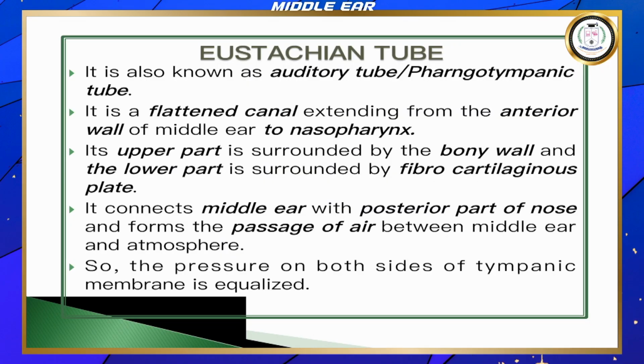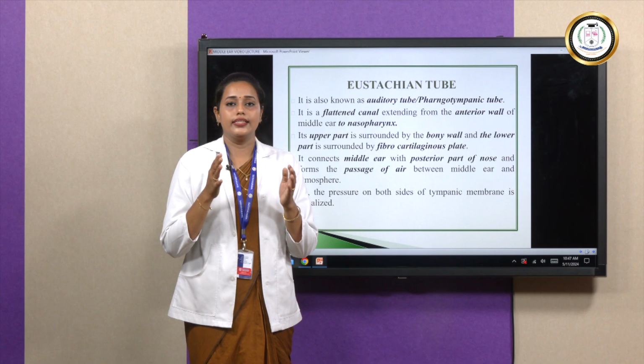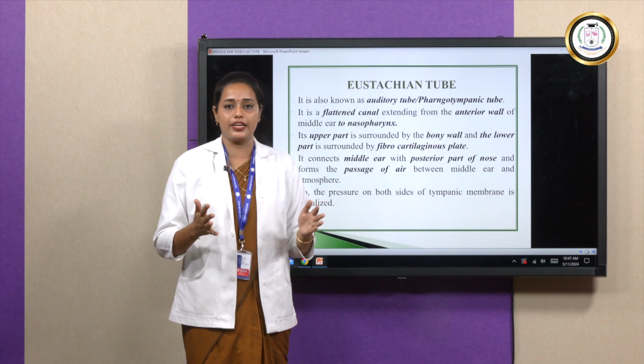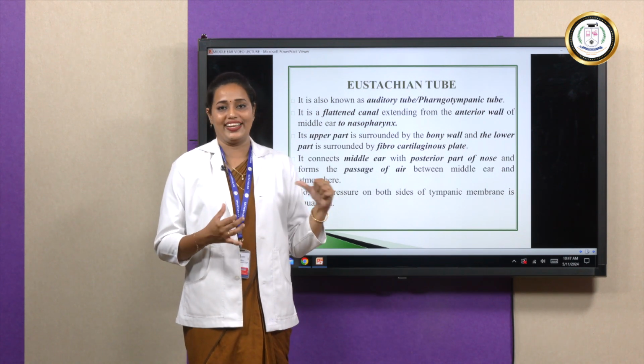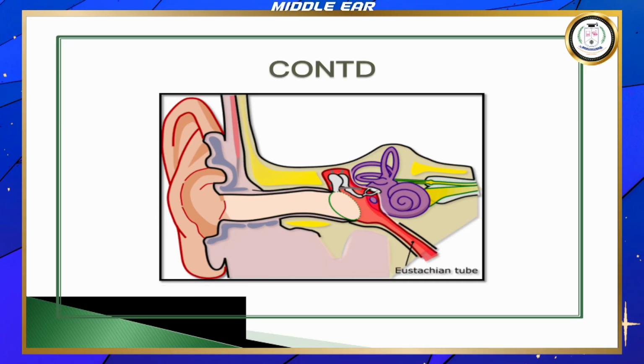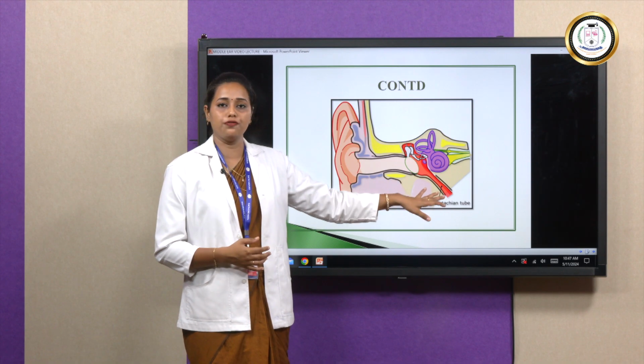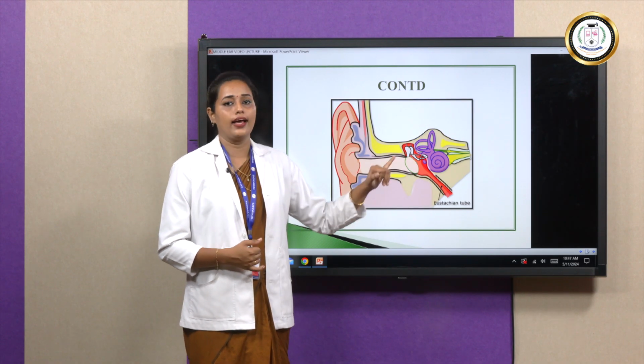The main function of the eustachian tube is to maintain airway passage between the middle ear and the atmosphere. The air pressure on both sides of the tympanic membrane is controlled by this structure called the eustachian tube. So this is the eustachian tube, which starts from the anterior wall of the middle ear and extends to the posterior part of the nose. The major function of this structure is to maintain air pressure.